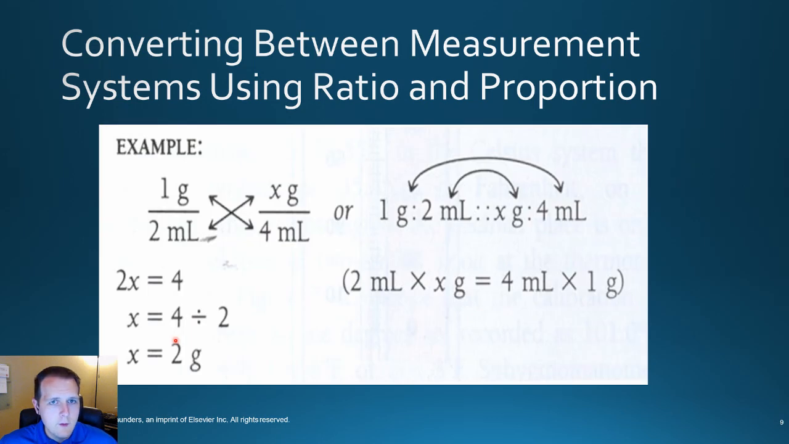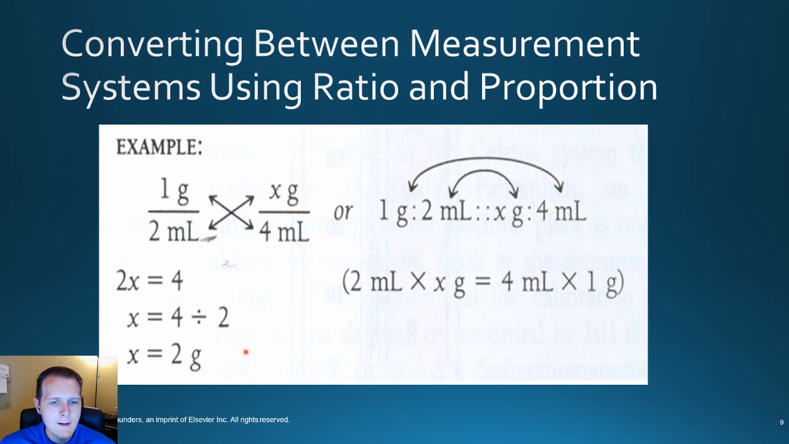So let's look at a few different ways we can solve these conversions using ratios and proportions. Myself personally, I like using the fractions here. It tends to work out a little bit easier in my mind. But for this one, I'm just going to go ahead and multiply the denominators for each side by the numerators on the opposing side. So here we're going to see that 2x equals 4, and then just divide both sides by 2, and boom, you have x equals 2 grams.